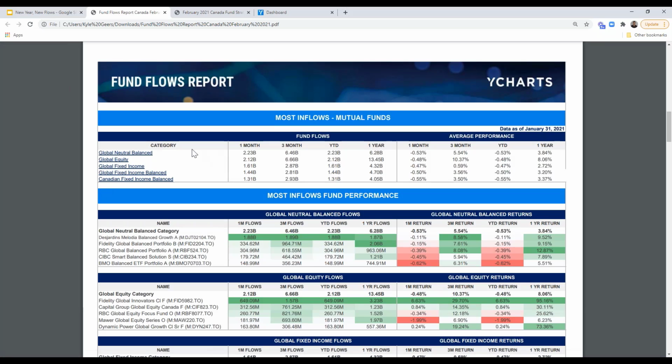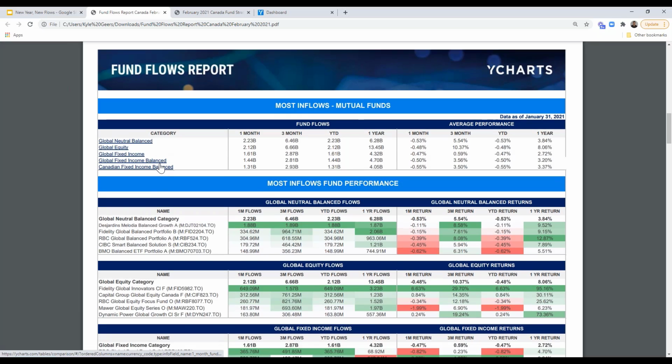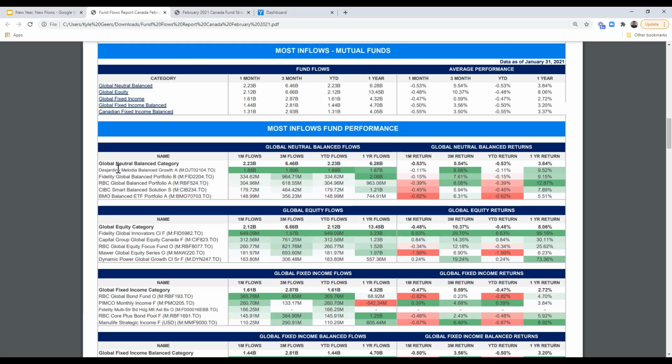So the last month, we saw global neutral balanced, global equity, global fixed income, global fixed balance, and Canadian fixed income balanced as the top 5 categories with inflows. And we're basically focused on this 1 month column right here. However, we do have additional support for flows over additional timeframes, as well as average performance or the Morningstar category average.